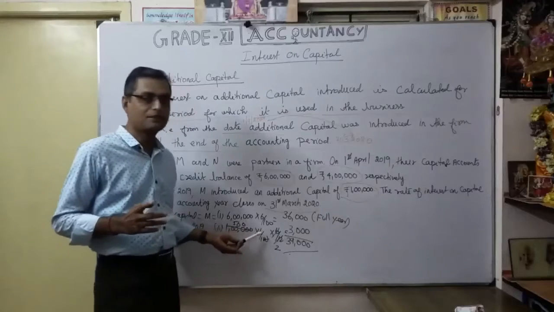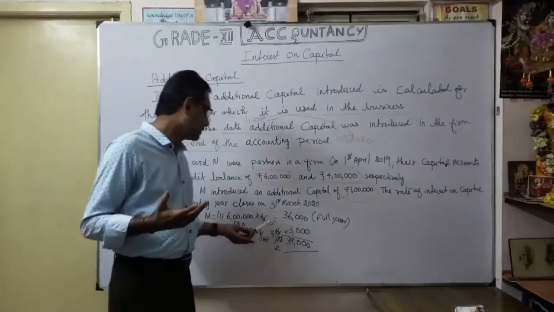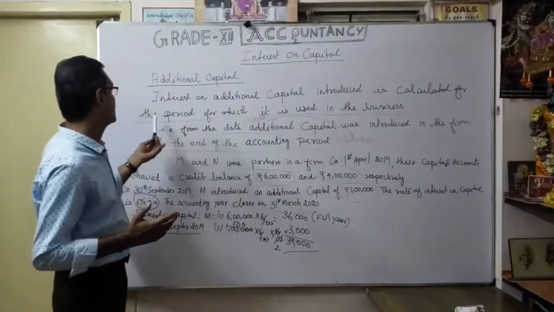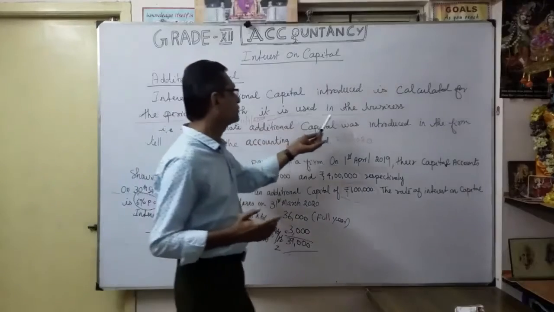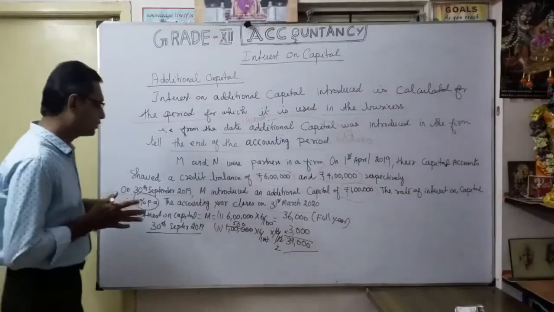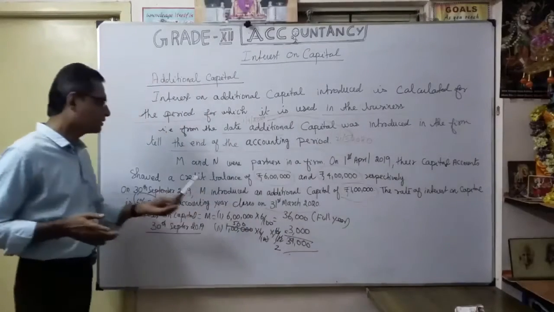So on the 6%, you will always get 6,000, but only for 6 months because it was introduced on 30th September. So that's the meaning here: the period for which it is used in the business. Okay, so we have to keep that information in our mind. So they will get 3,000. Totally, M will get 39,000.